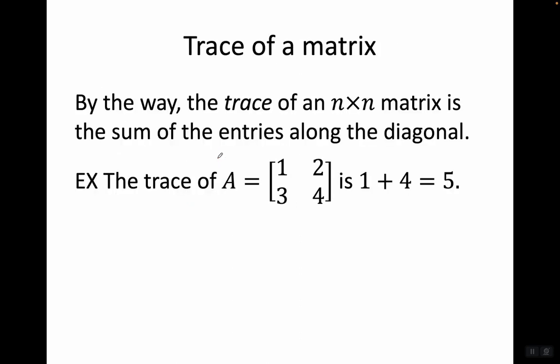Tangential comment: the trace of a matrix comes up in this section. By the way, the trace of an n by n matrix is the sum of the entries along the diagonal. So for example, the trace of A is going to be 1 plus 4, in other words 5.